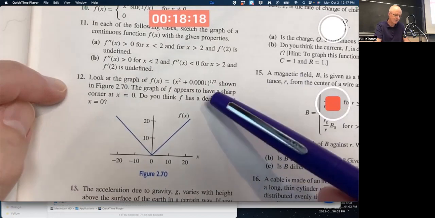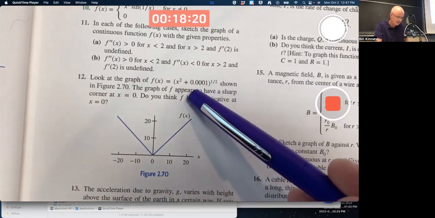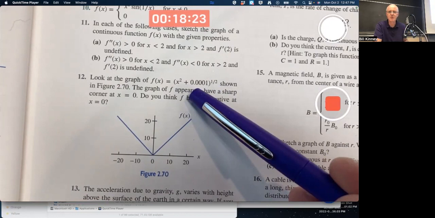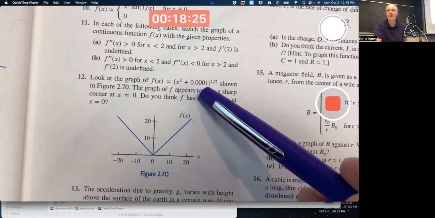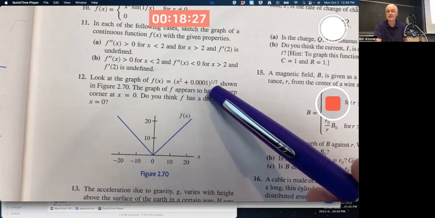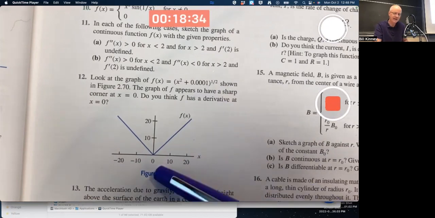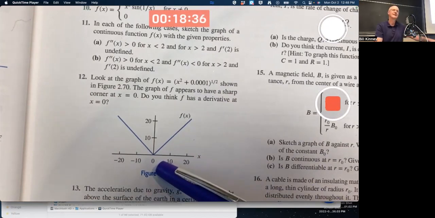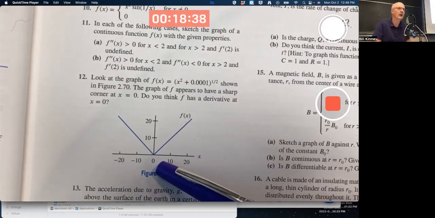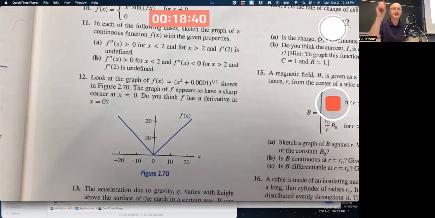Number 12 says, look at the graph of this function. F of x equals x squared plus 0.0001, all to the 1/2 power, which really means the square root of that whole thing, right? Half power means square root. There's the graph. Hey, it looks like it has a corner at the origin. But is it really a corner? It must not be.